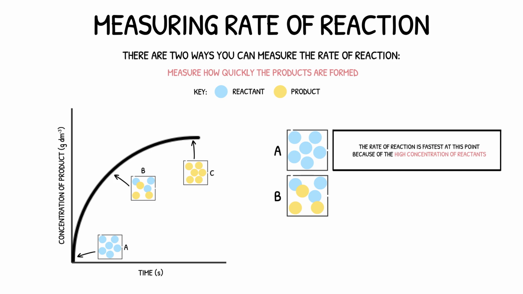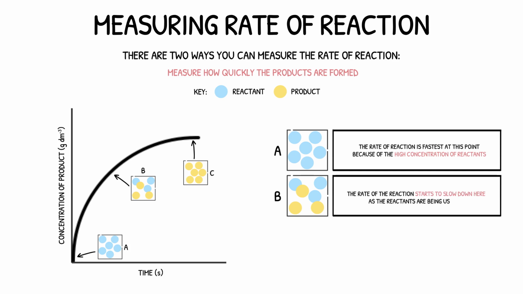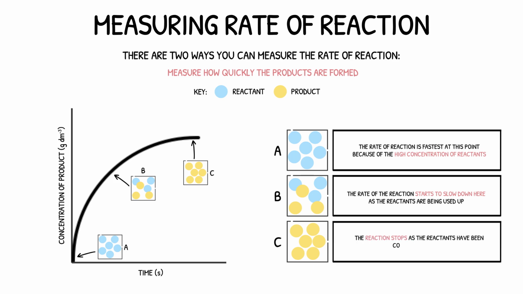At point B, we see the line begin to level off. At this stage, the rate at which our products are formed begins to slow. This is explained by the fact that our reactants are now being used up. And at point C, we see the line is completely flat. At this stage, the reaction has stopped as the reactants have been completely used up. Therefore, the concentration of the products does not change.